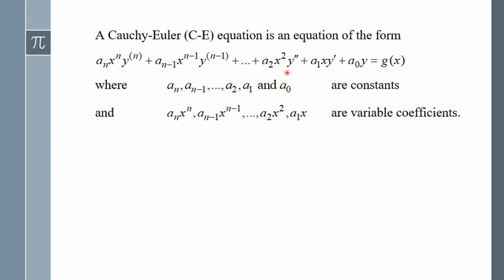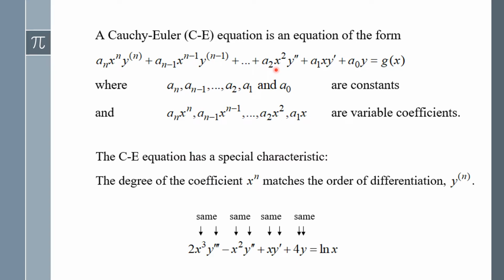Similarly, for this term, for example, we have the second derivative of y, and the coefficient of the y double prime is a product of a constant a2 with x squared, a variable, and therefore we say that y double prime has a variable coefficient. The Cauchy-Euler equation has a special characteristic. The degree of the coefficient x to the n matches the order of differentiation, the nth derivative of y.